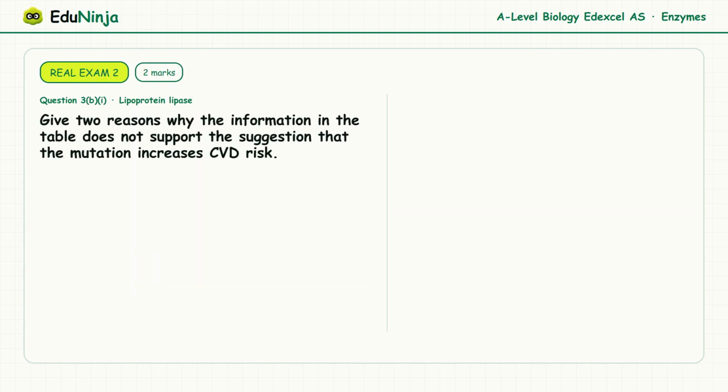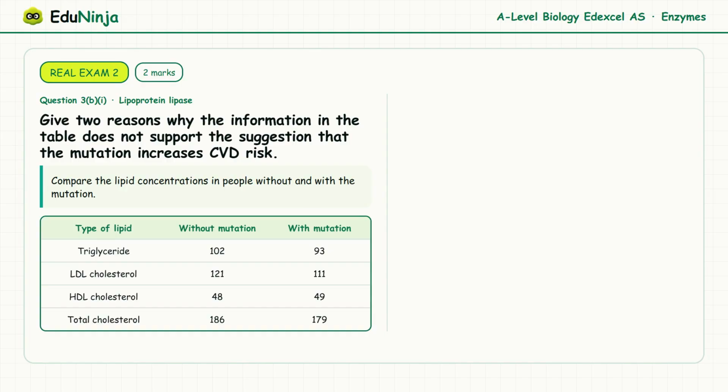Question 3BI. Some people have a mutation in the gene coding for lipoprotein lipase. Give 2 reasons why the information in the table does not support the suggestion that the mutation increases cardiovascular disease risk. Read the table by comparing people without the mutation with people who have it. Total cholesterol is lower with the mutation. LDL cholesterol is also lower, while HDL cholesterol is slightly higher. Now pause and identify 2 comparisons that do not support an increased cardiovascular disease risk.